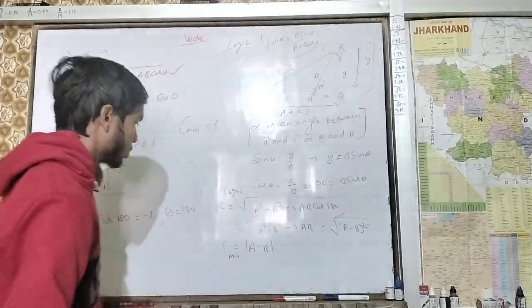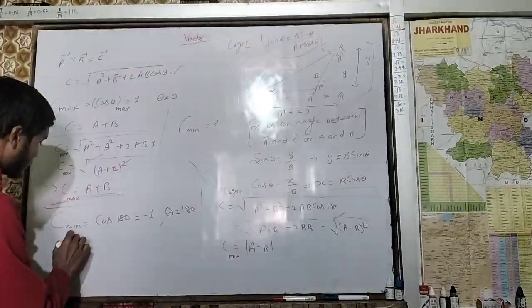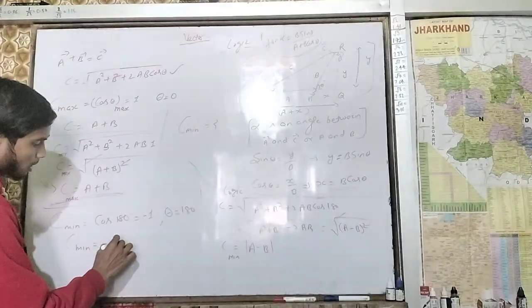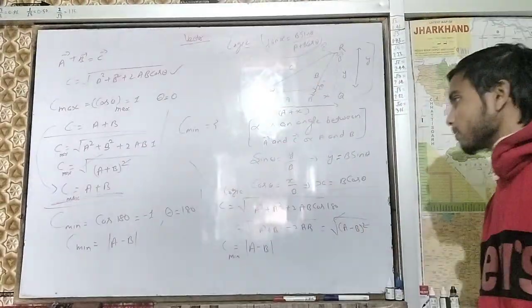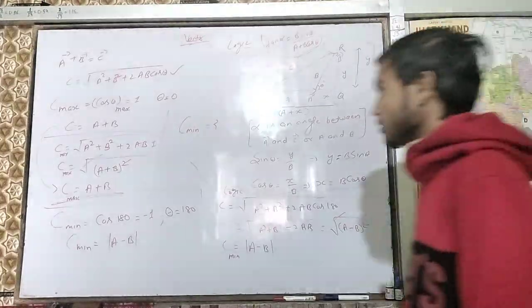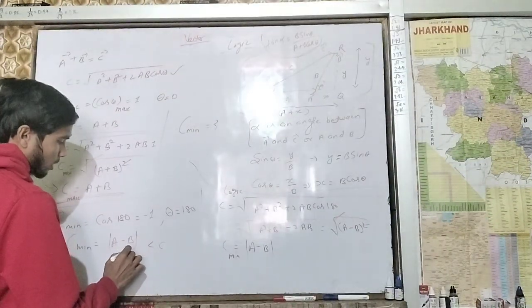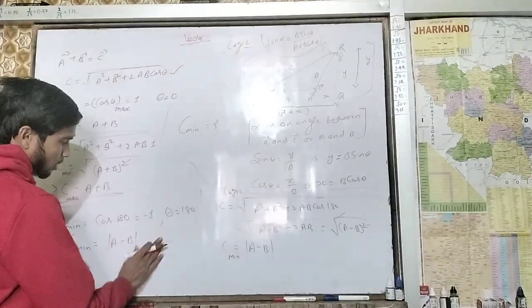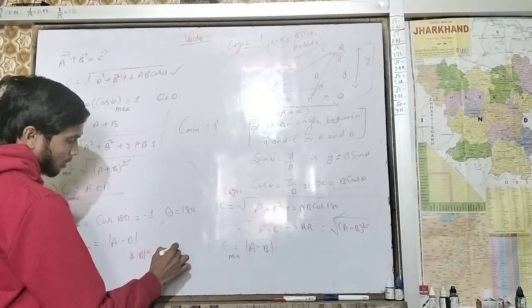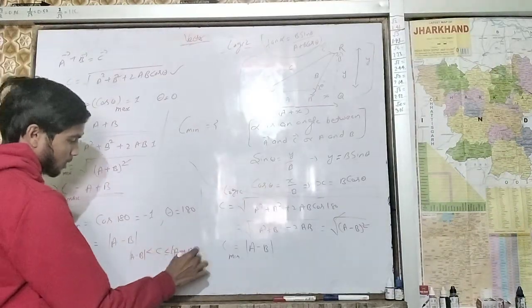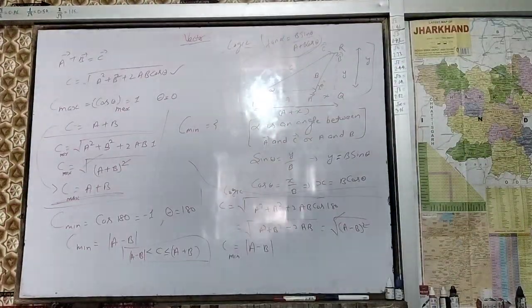So from this, when we substitute theta as 180 degrees, the minimum value of C will be equal to mod of A minus B. Remember, the value of C will be between mod of A minus B and A plus B. This is our range. C will come between these two.